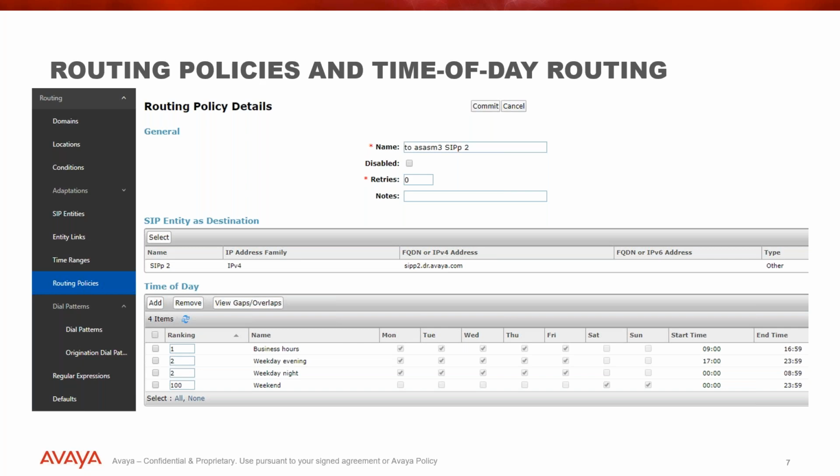Now, why would you want to do something like this? Way back when carriers charged different rates at different times of the day or different rates on weekends, you might have had multiple carriers, and you got a better deal from one than the other on the weekend, say. So during business hours, you'd want to route to one carrier. And on the weekends, you'd want to route to a different carrier. And this is how you would have accomplished that. That's not nearly as common anymore these days, but you may still find some applications for time of day routing. Now, these times of day, how do you administer those? You go to the time ranges form.